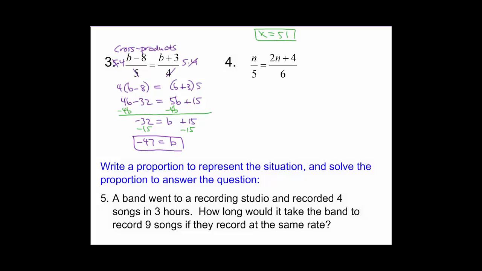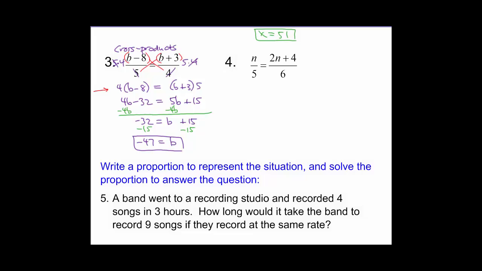Now, you may be wondering, well, I thought you said you were going to use cross products. Well, let's stop and think about that for a minute. Look at the second line that I wrote. Doesn't it look like I took b minus 8 and multiplied it by 4? And then I took b plus 3 and multiplied it by 5? It's kind of like multiplying on the diagonals. That's why we call this method using cross products.